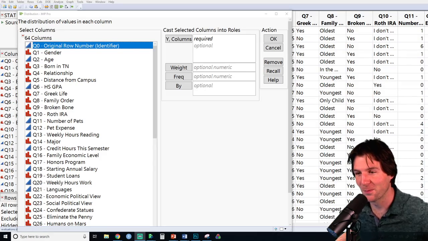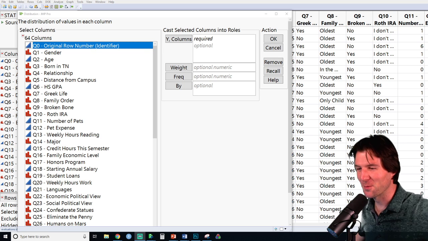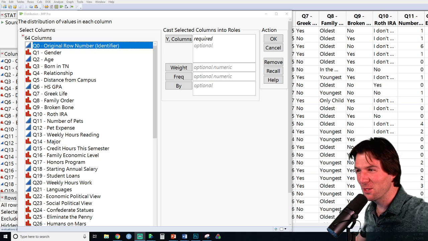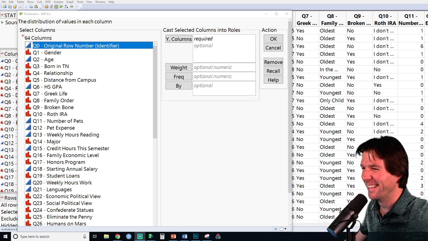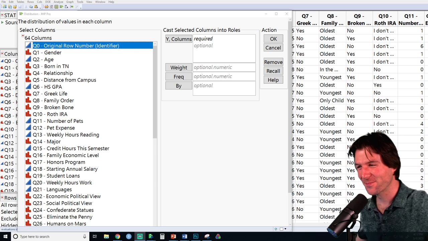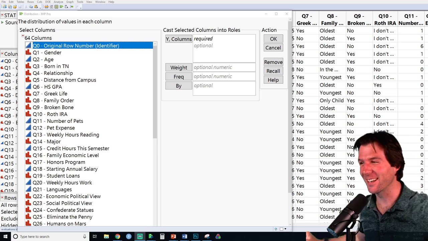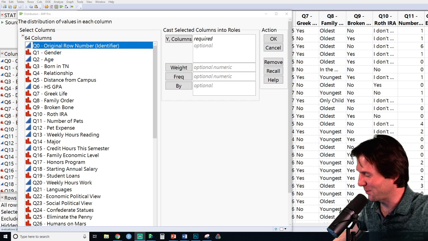Q0 is an identifier. We have some fun here online. Q0 is an identifier. You know that randomness button quite well. Thank you, Jason, for making that button for us.